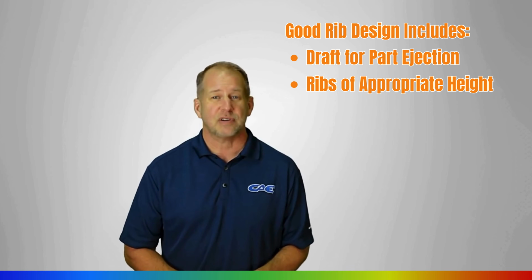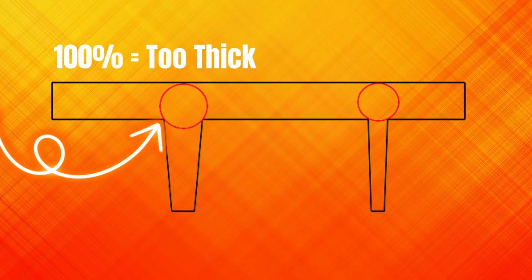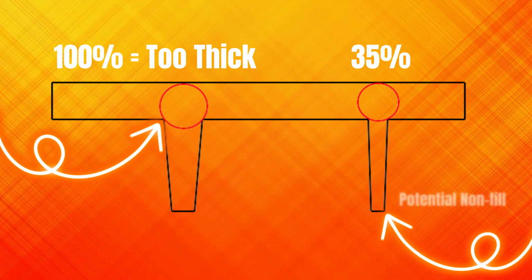Taller ribs are particularly vulnerable to flow problems. The base of the ribs can be too thick, leading to sink marks, and the top can be too thin, leading to non-fills.